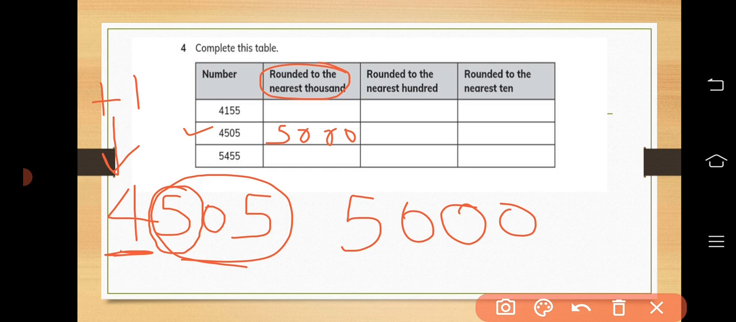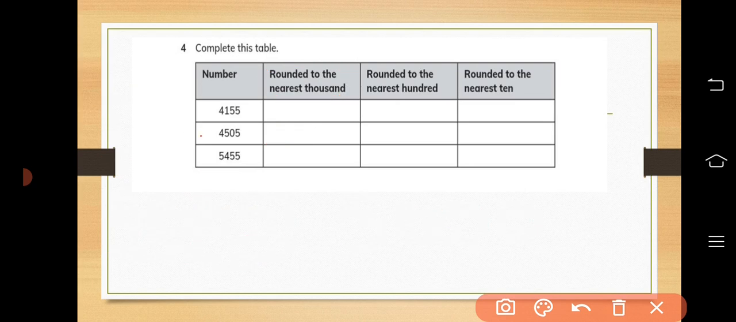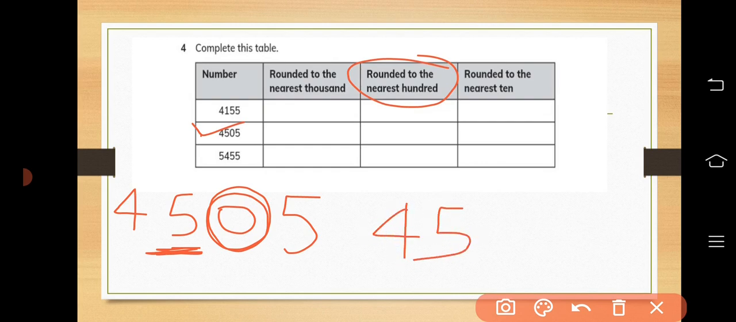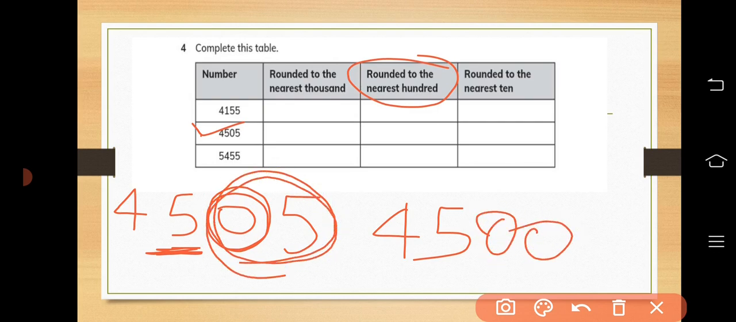Now next, round it to the nearest 100. So 4505, you have to underline the 100 place values and circle the next value. Here you see that the circle value is 0, that is mean this value is less than 5. So it means that 45 remains the same and the remaining values become 0. So the answer is 4500.